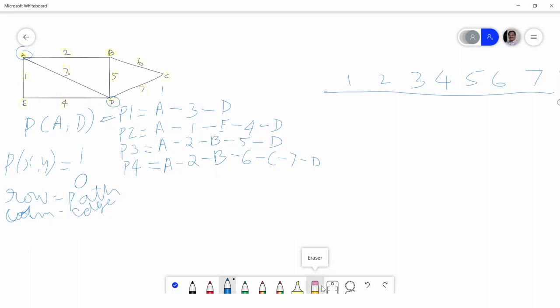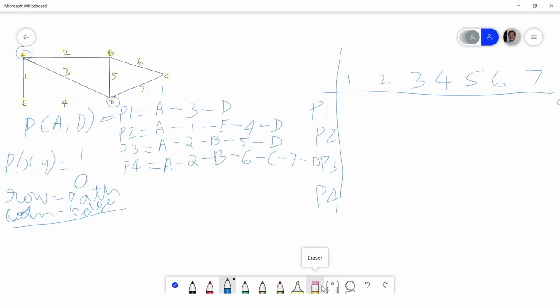So the edges you write in the columns, and in the rows you write the paths. How many paths are there? P1, P2, P3, P4. You write it here. There are 4 paths.